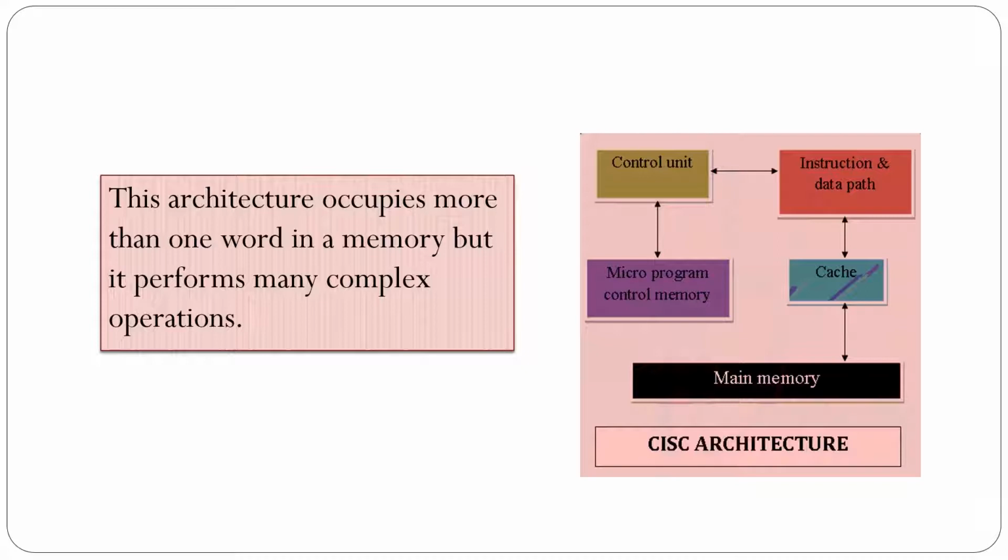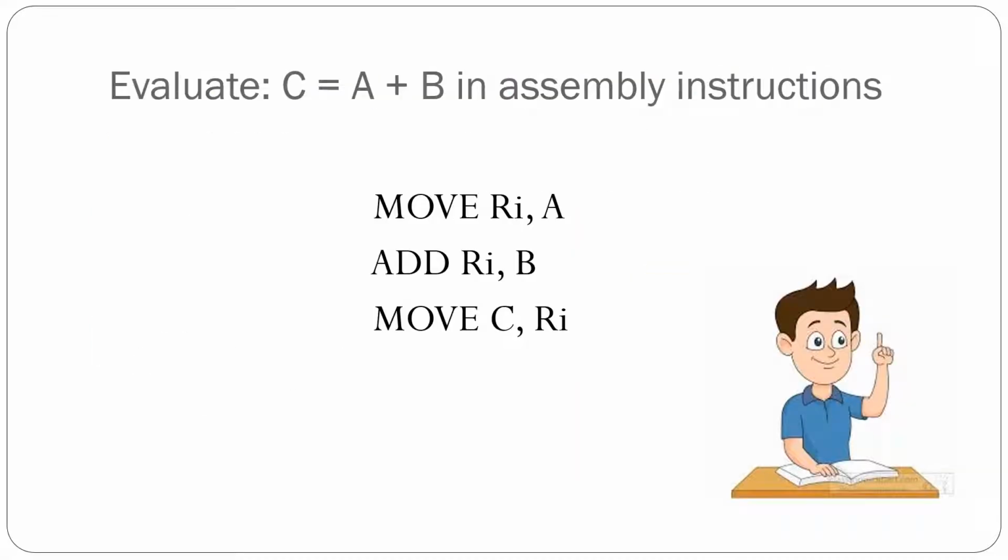Instruction syntax in CISC is given as operation dest src, where dest is destination address or processor register and src is source address or processor register. For example, evaluate C equals A plus B in assembly instructions: Move Ri A, add Ri B, move C Ri.